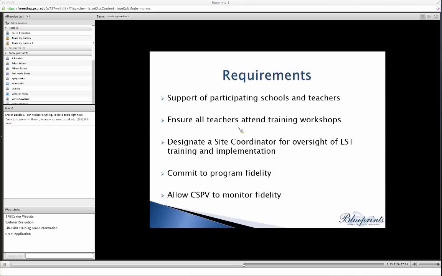Okay, so the requirements that we have for our applicants is that they can demonstrate that they're going to support the participating schools and teachers involved. Ensure that all teachers attend training workshops so they're certified to deliver the curriculum. We ask that a site coordinator is designated for each district to oversee training and implementation overall. And then we ask districts to commit to program fidelity so that they can receive those outcomes that we're looking for. Finally, we ask that they allow CSPV to monitor that fidelity through a process evaluation.